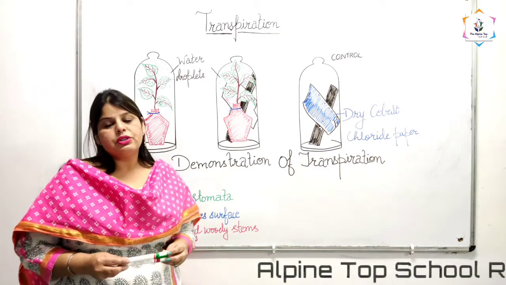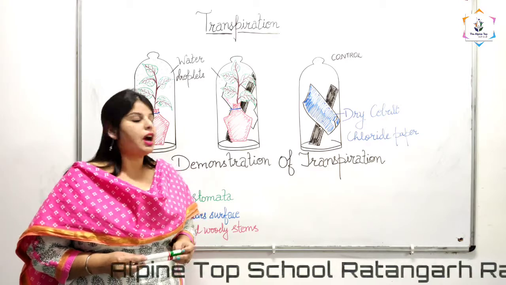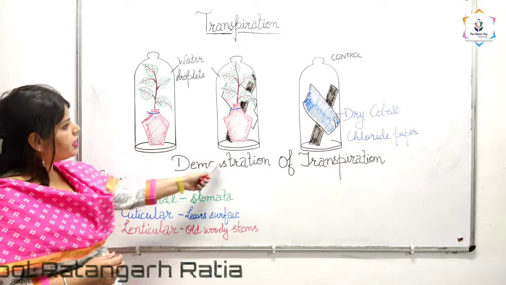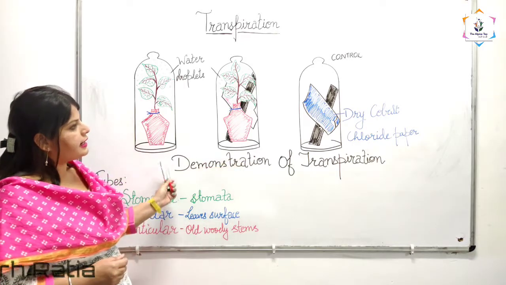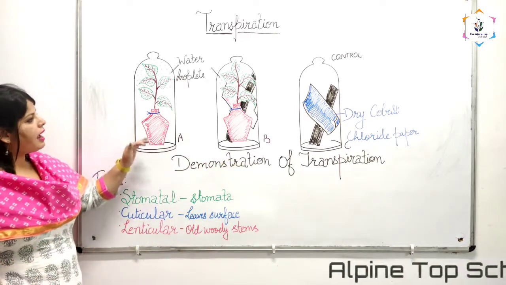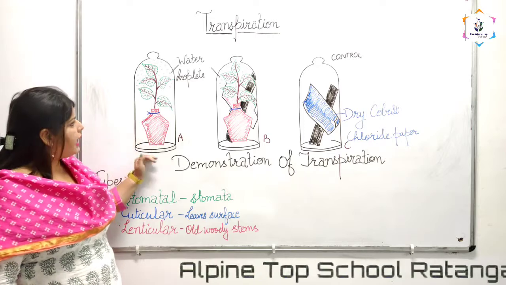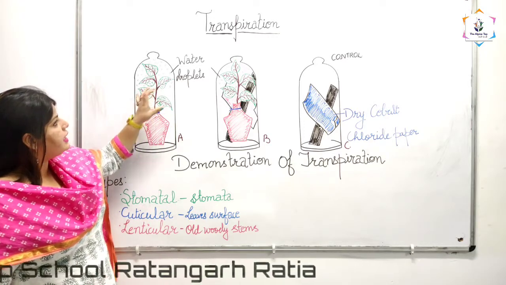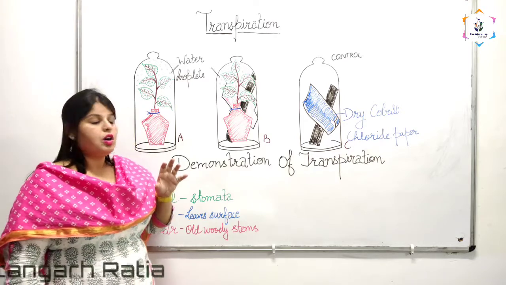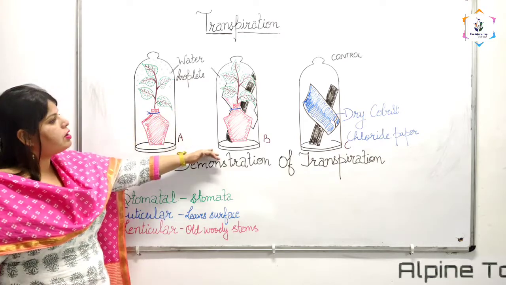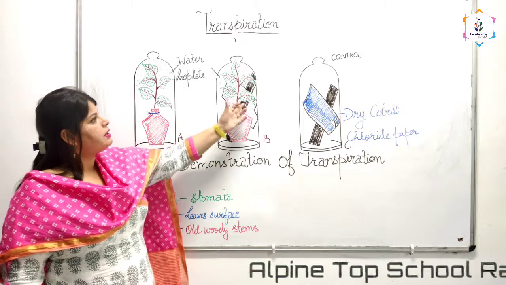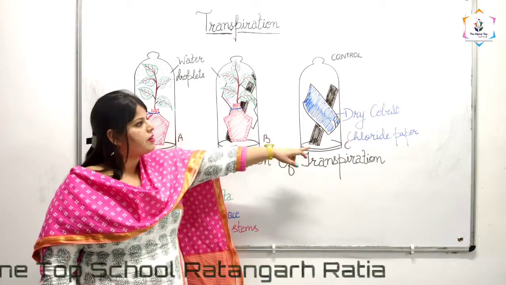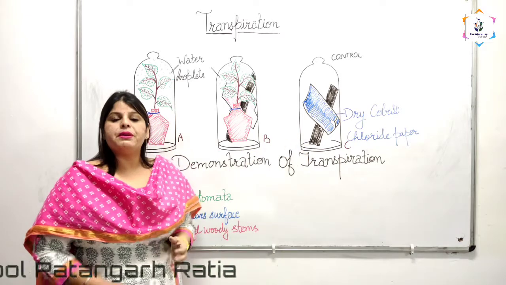Next we are going to demonstrate the process of transpiration, how transpiration takes place in plants. For that we will take three different arrangements, setups. In setup A, we have a well-potted plant with broad leaves. In the second one also we will take a potted plant with broad leaves. And for the third one, we will take a wooden log along with a dry cobalt chloride paper.